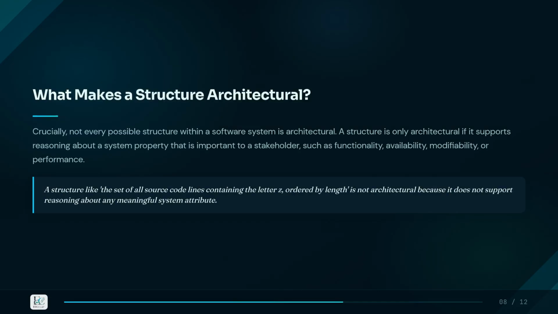Now, for a critical point. Just because you can describe a structure doesn't mean it's architectural. A structure is only considered architectural if it helps us reason about a system property that a stakeholder actually cares about. This could be functionality, availability, modifiability, performance, or something else. For example, a structure defined as the set of all source code lines containing the letter Z, ordered by length, is not architectural. Why? Because it doesn't help you reason about any meaningful attribute of the system. It's a structure, but not an architectural one.